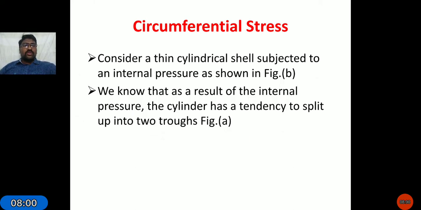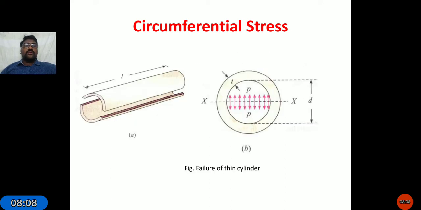We know that as a result of internal pressure, the cylinder has a tendency to split into two troughs, as observed in figure A. Due to the application of fluid pressure, it may split into two halves. Here the pressure is developed on the inside diameter of the cylinder throughout its length, so we need to calculate the stresses developed in this manner.